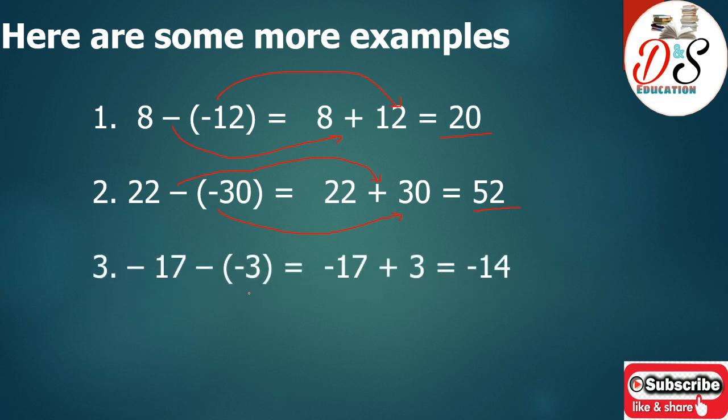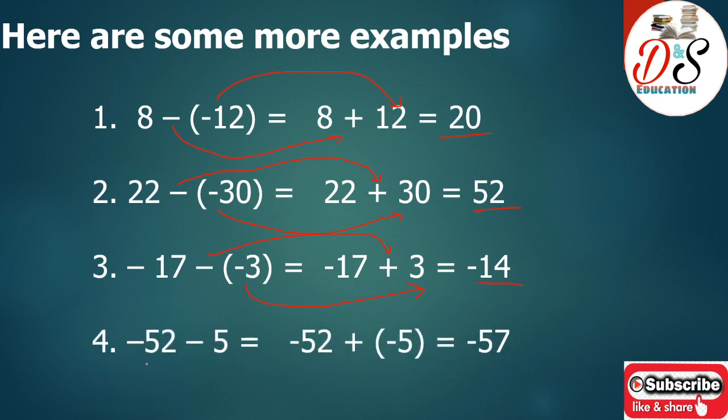Next we have, again, the additive inverse of minus 3 is plus 3, and this negative sign is changed into a positive sign. Now we have a negative integer and a positive integer. What we have to do? We have to do subtraction. After subtraction we got minus 14.